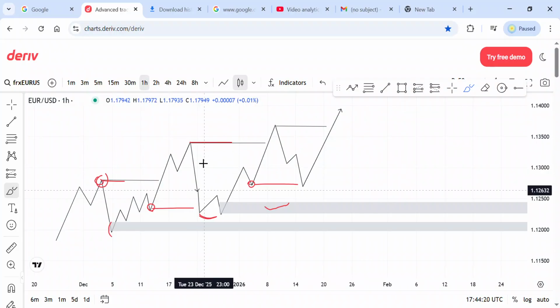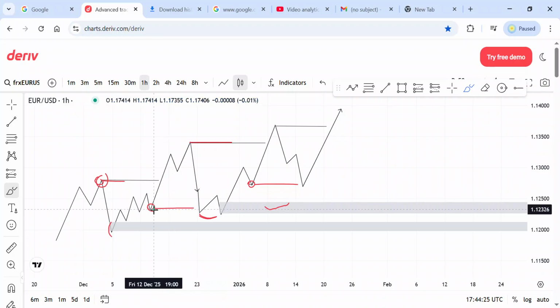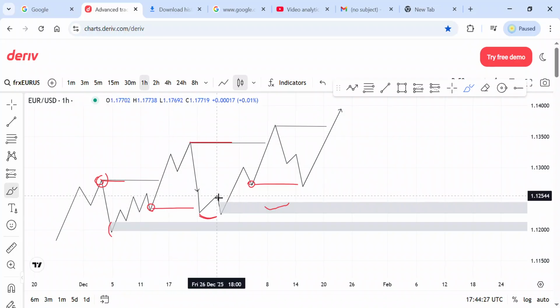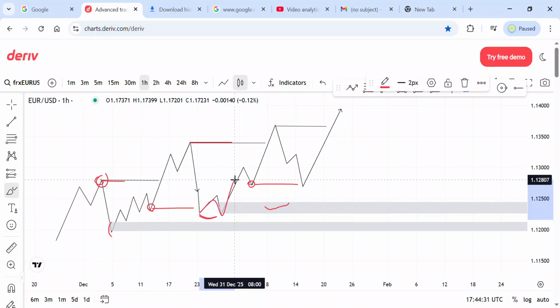So whenever you see market sweeping out liquidity, or let me say minor inducement, and you see a change of character like this, then the market is telling you it wants to fly to the upside. That means the market is already neglecting this order block. Are you getting me? So something like that happened.